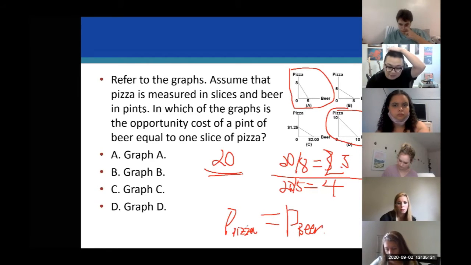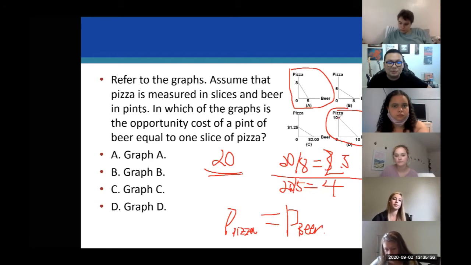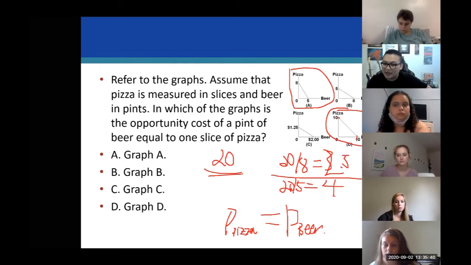Why do we get that the price of pizza is exactly equal to the beer? Because if we're using all of the money to buy pizza, we can get 10. If we're using all of the money to buy beer, we can get 10. The quantity is the same and the revenue is the same, then the price should be the same, right? You guys understand? Okay.